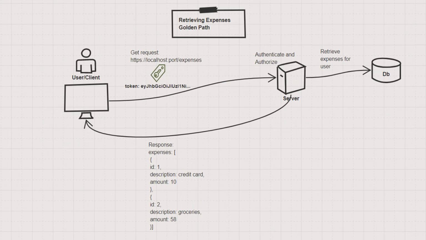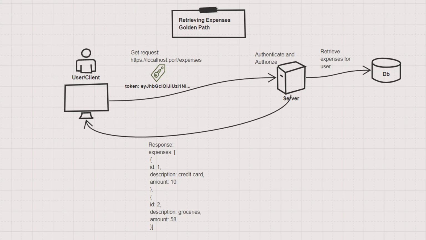Now let's look at retrieving expenses golden path and see how that changes. As of right now, if we make a request to expenses, we will get all the expenses in the database. Now that we have users, this changes up a bit because we only want to return expenses that are specific to our user. Now this is the flow we will have.